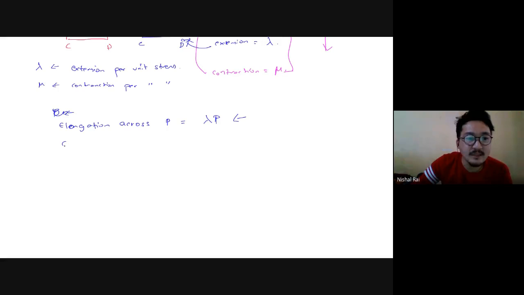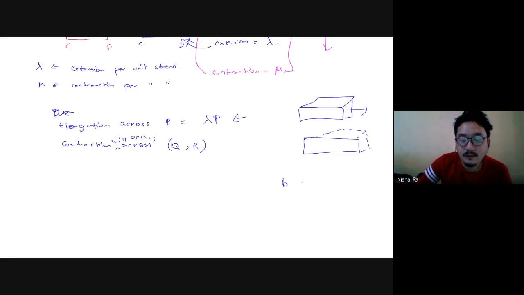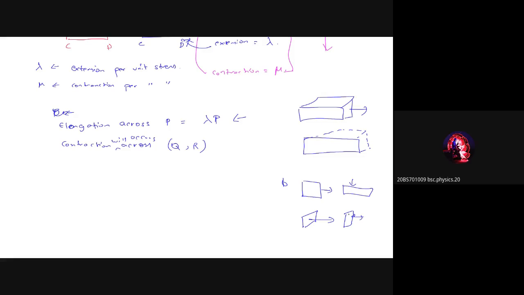Clear? Now simultaneously a contraction will occur across the directions mutually perpendicular to this P, which are basically your Q and R. As I have shown, if you apply a force across this three-dimensional object, it will get elongated in this direction, but simultaneously it will get contracted over here and also over here. Clear? As you can clearly see from this, it will get elongated, it will get contracted. If you look at this side of the face also, if you apply force across, this will get stretched out, so it will be slightly smaller. Is this point clear?